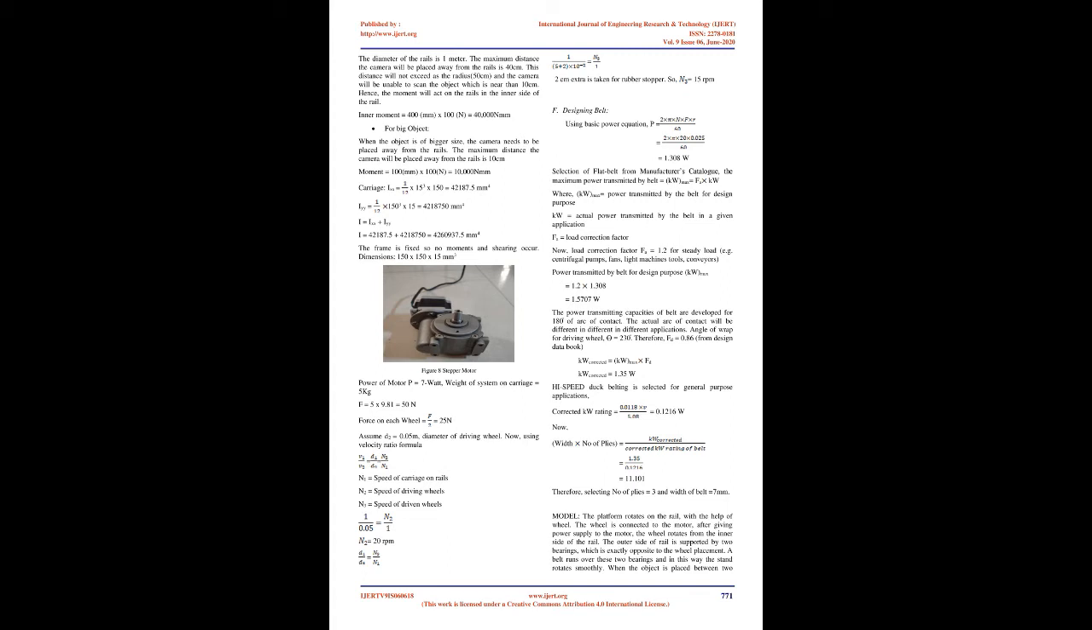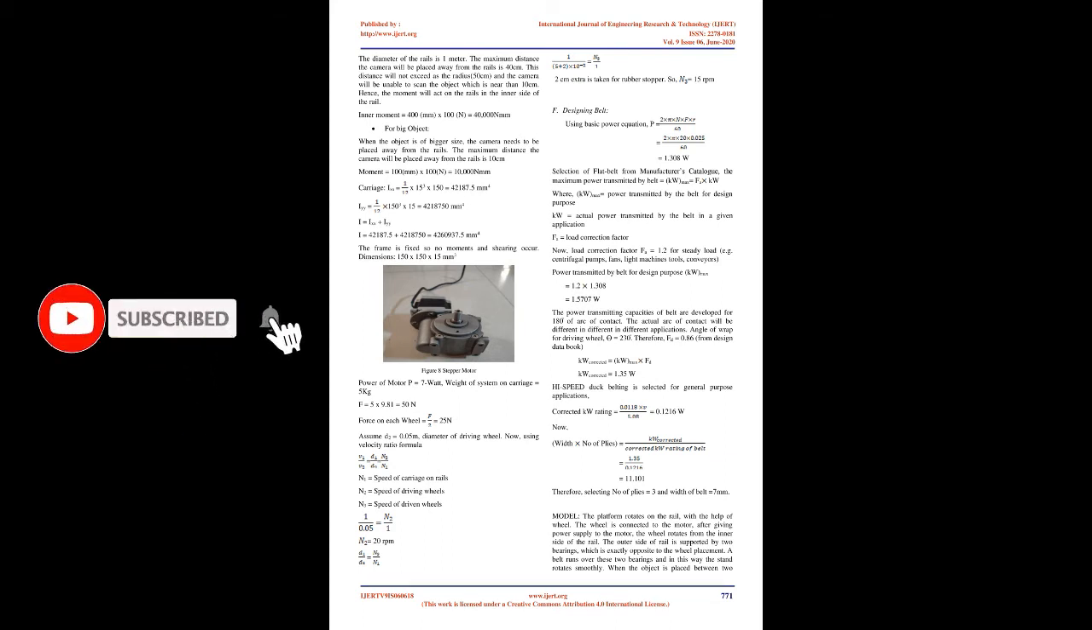Carriage, IS equals 1/12 x 150 x 15^3 equals 42,187.5 mm4. EI equals 150^3 x 15/12 equals 4,218,750 mm4. I equals IS plus EI. I equals 42,187.5 plus 4,218,750 equals 4,260,937.5 mm4. The frame is fixed so no moments and shearing occur. Dimensions, 150 x 150 x 15 mm3.